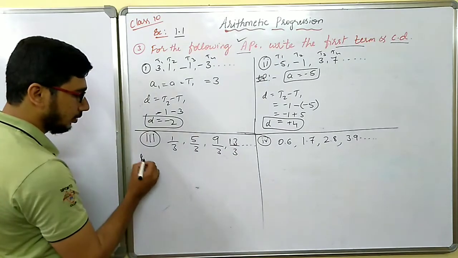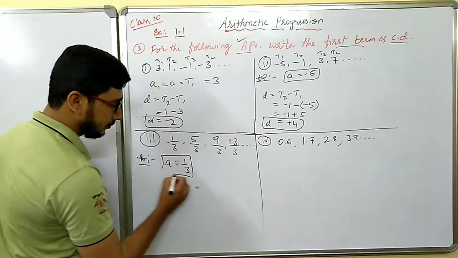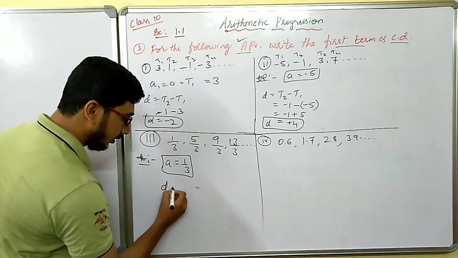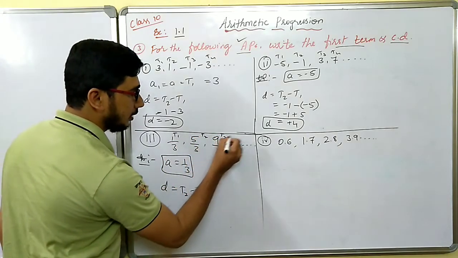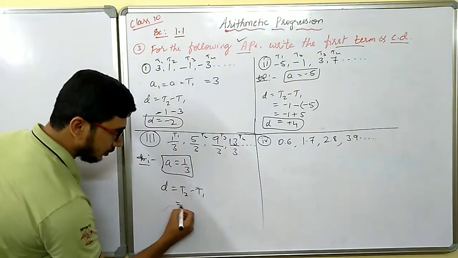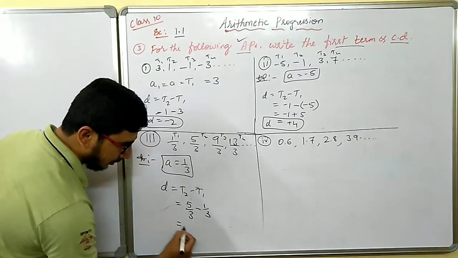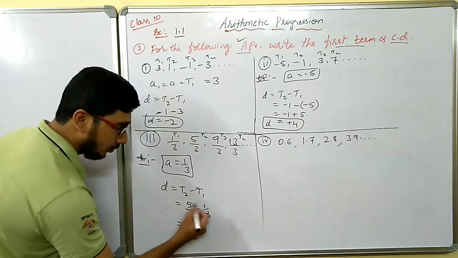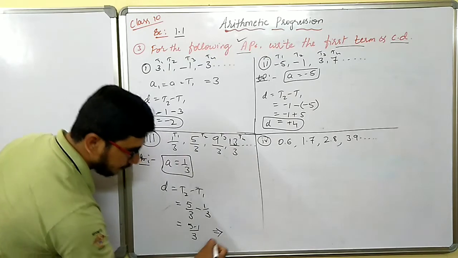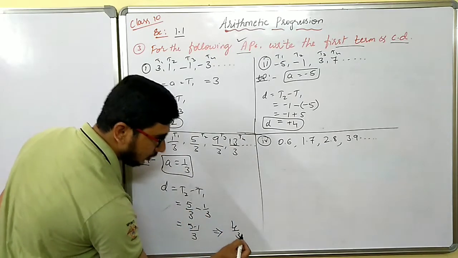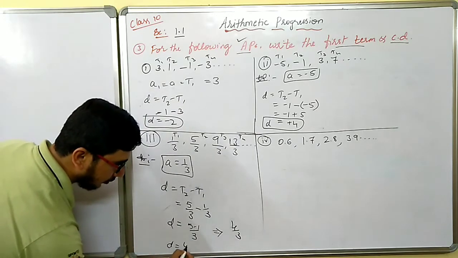So for this, here we'll go. First term, a is equal to 1 by 3. Done. Difference I want: t2 minus t1. This is t1, t2, t3, t4. t2 is 5 by 3, t1 is 1 by 3. The denominator is the same, so the LCM is 3. 5 minus 1, which implies 4 by 3. This is the difference. Difference is 4 by 3.